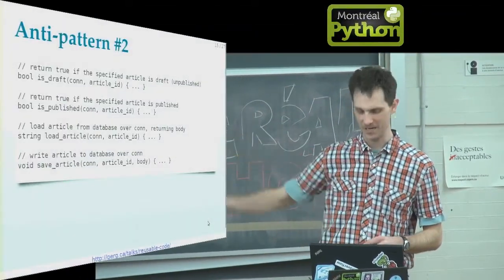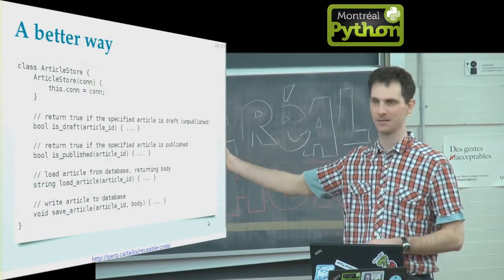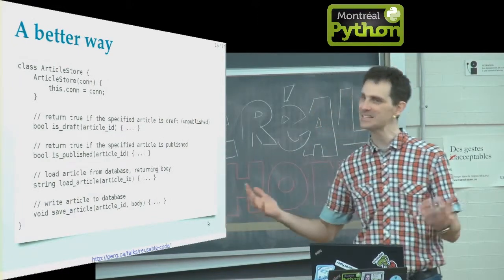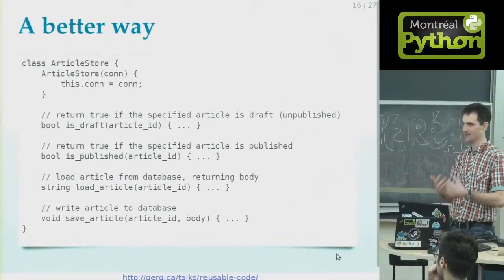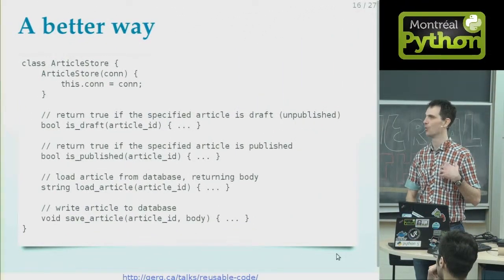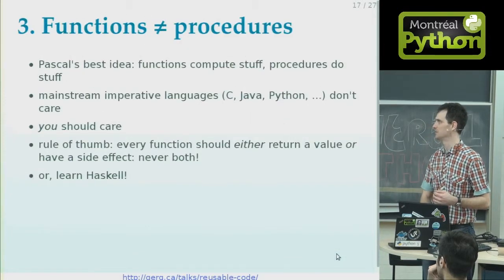Why is this a bunch of standalone functions? It should be this, a class called ArticleStore, because this is a collection of functions that operate on some common state. Nothing wrong with classes when they're the right solution to the problem.